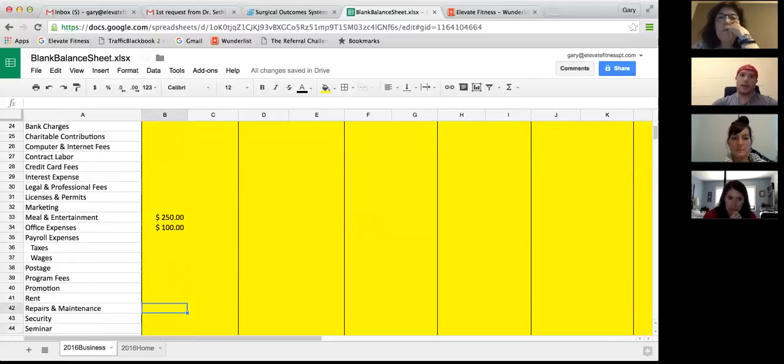All right, so payroll is a big one. Sometimes it's contractor fees, sometimes it's payroll. If you don't have actual employees, then it's going to be contractor fees. If it's employees, you'll call it payroll expenses. We want to separate the payroll expense by the tax component and the wages component. It's just easier for accounting purposes.